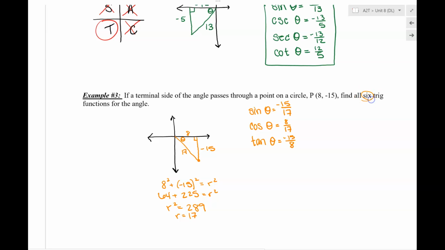6 trig functions. The regular, the normal, the usual, right? Sine, cosine, tangent, and the reciprocals. So cosecant of theta is the reciprocal of sine, which means it is hypotenuse over opposite, negative 17 over 15. Secant is the reciprocal of cosine, so that means it is hypotenuse over adjacent, or 17 over 8. And then cotangent of theta is the reciprocal of tangent, which is adjacent over opposite, 8 over negative 15.